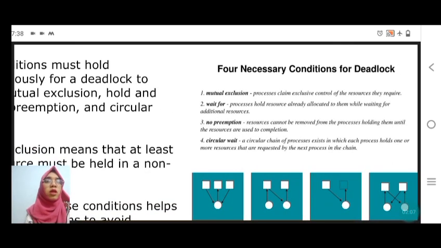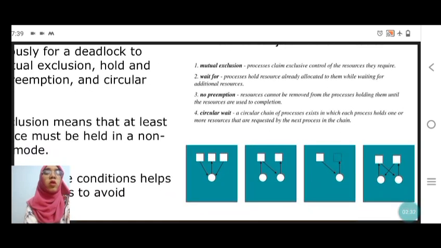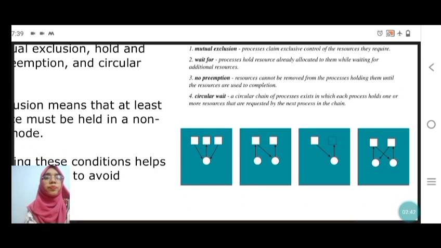So the four necessary conditions are written here as you can see. Mutual exclusion: processes claim exclusive control of the resources they require. Hold and wait: processes hold resources already allocated to them while waiting for additional resources. No preemption: resources cannot be removed from the processes holding them until they are used to completion. Circular wait: a circular chain of processes exists in which each process holds one or more resources that are requested by the next process in the chain.